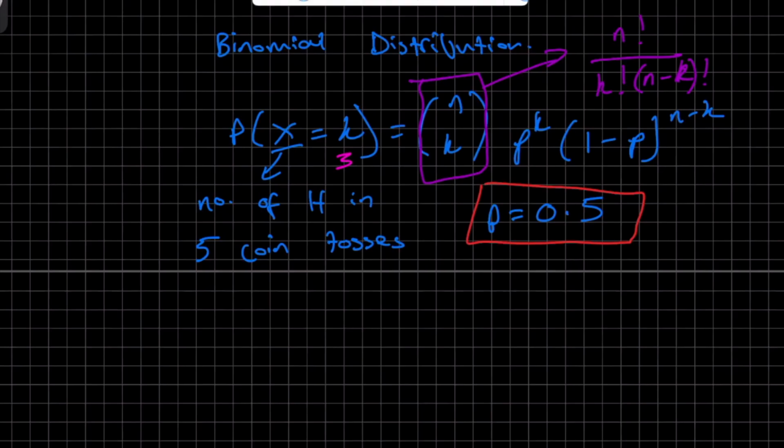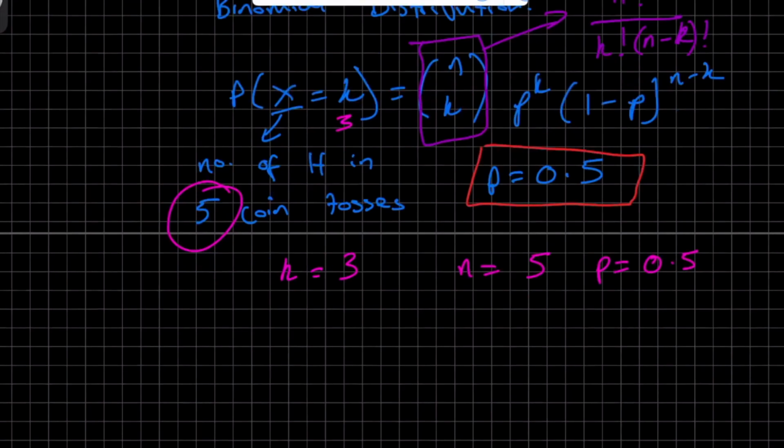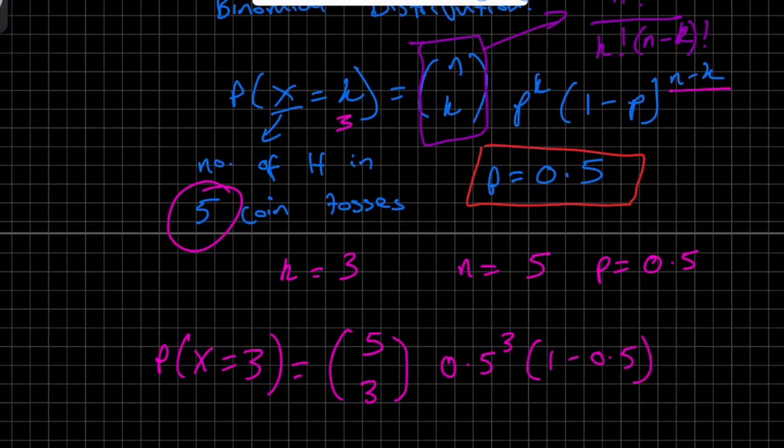So let's apply all of the knowledge that we've got. We know that our k equals 3. We also know that our n, our number of trials, equals 5. We also know that our p, our probability of getting a heads rather than a tails, would be 0.5. So our probability of x, the number of heads in 5 coin tosses, being 3, would equal the combination of n, which is 5, and k, which is 3, times p, which is 0.5, to the power of k, which is 3, times 1 minus p, so 1 minus 0.5, to the power of n minus k. So n minus k would be 5 minus 3 over here.